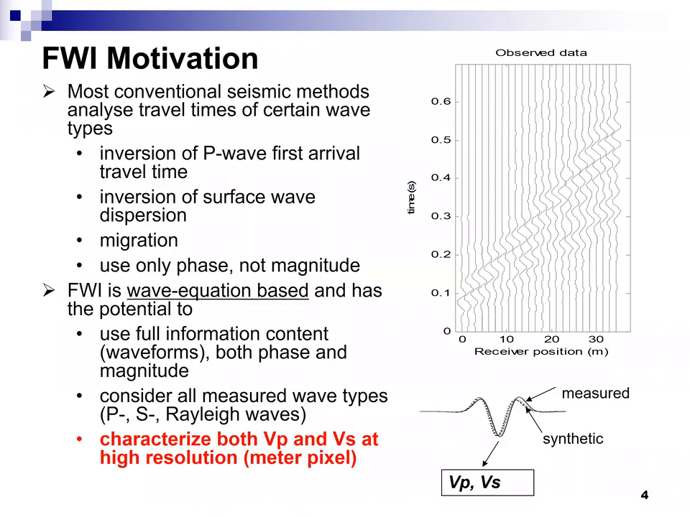The full waveform inversion approach is wave equation based and has potential to use the full information content, or waveform, of the measured data. So it uses both phase and magnitude of the measured data, because conventional methods only use the phase velocity without the magnitude of the measured data. Full waveform inversion has potential to consider all measured wave types, P wave, shear wave, Rayleigh wave. And it has potential to characterize both P wave and shear wave velocity profiles at high resolution, so it can go meter pixel size down to 20, 30 meter depth. Shown here is an example of real measured data in the field.